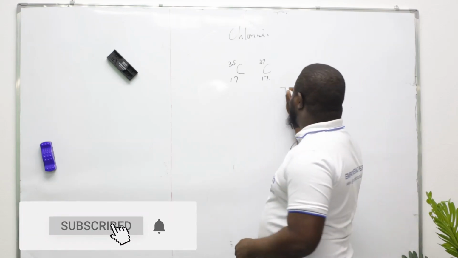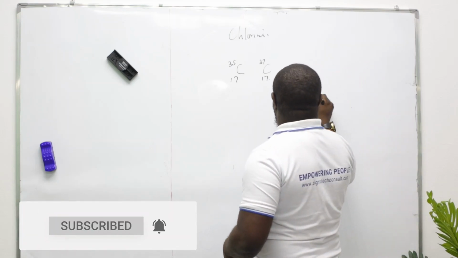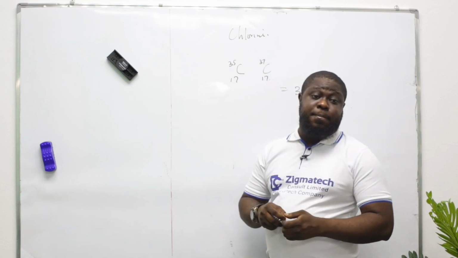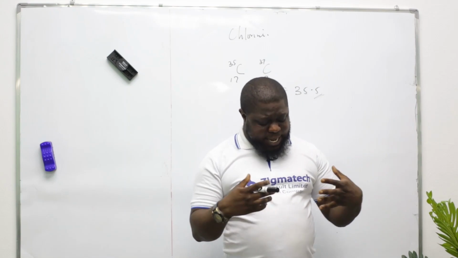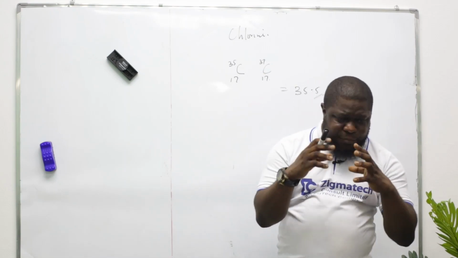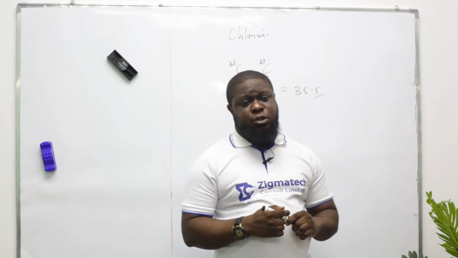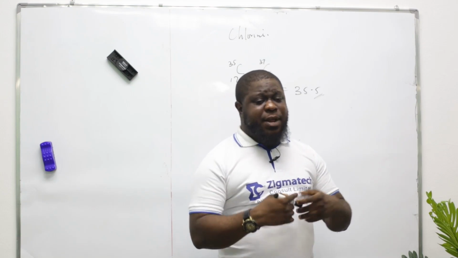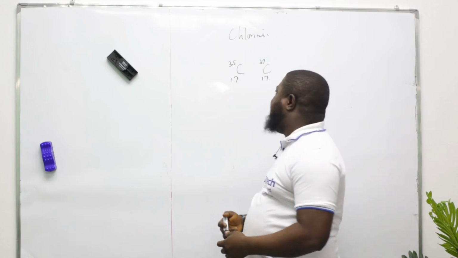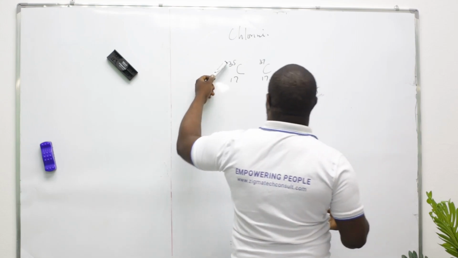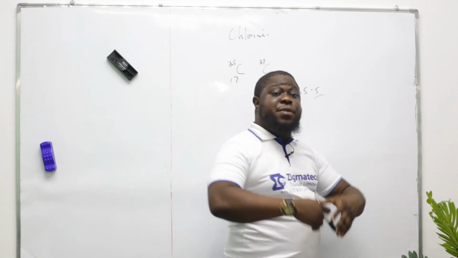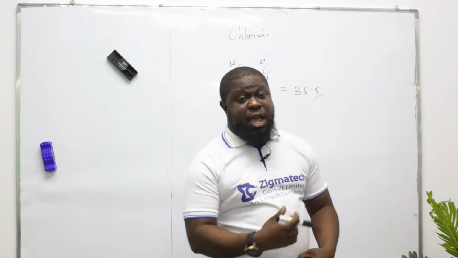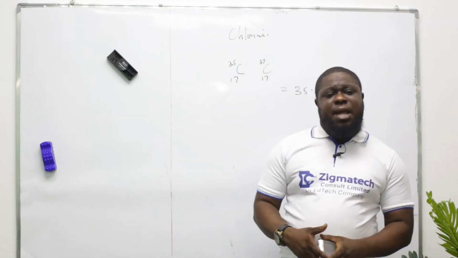So chlorine is not a whole number. It has a mass number of 35.5. Now, it is not a whole number because it is the average mass of all the isotopes. What do I mean? It is the average mass of 35 and 17, the average mass of 37 and 17. It is the average mass of all the isotopes.